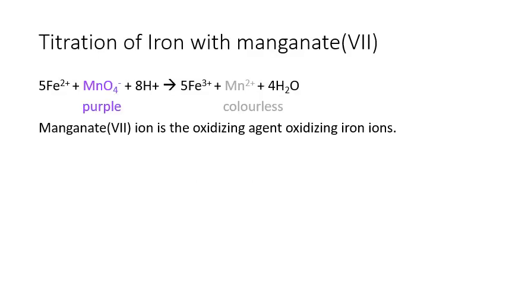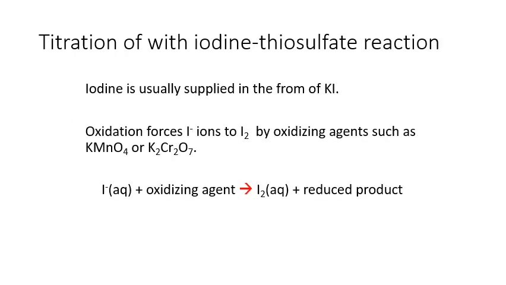Okay, so a common titration is that of iron with manganese 7. This is the half equation, or series of half equations and overall reaction, we've just looked at, because permanganate has a beautiful purple color and manganese 2 plus is colorless. So if you titrate iron 2 plus against it, the purple color will eventually disappear, because the manganese 7 ion is the oxidizing agent and oxidizes the ions to iron 3 plus.